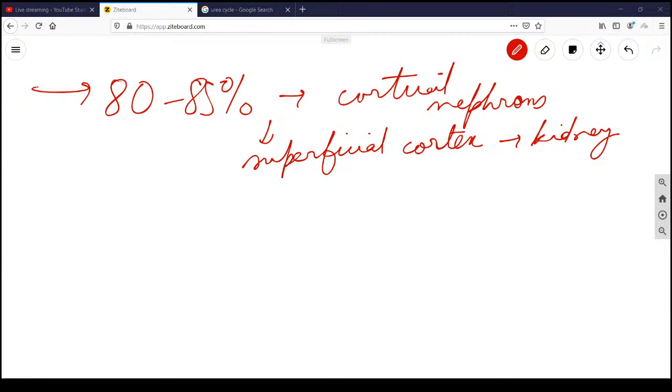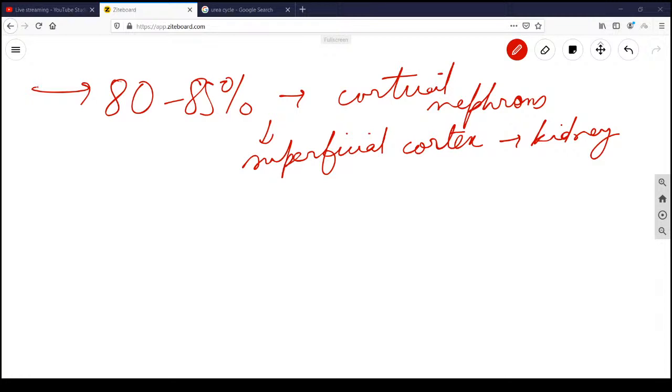Next, in a cortical nephron, the nephron loop is relatively short. Short means it does not have the thick ascending limb. And the efferent arteriole delivers blood to a network of peritubular capillaries which surround the entire renal tubule.